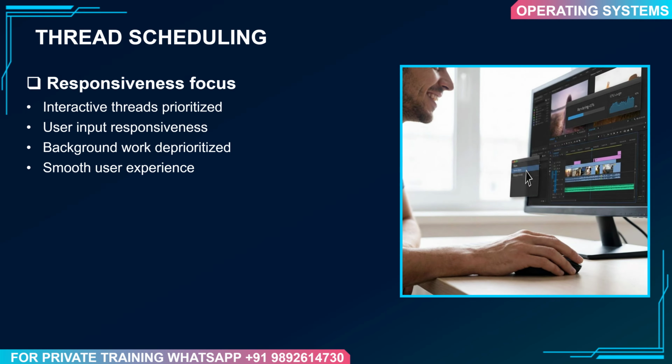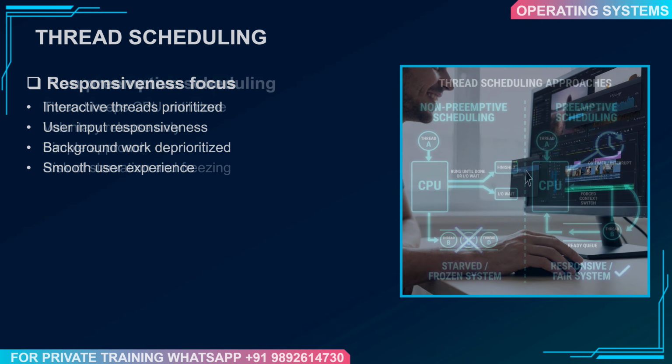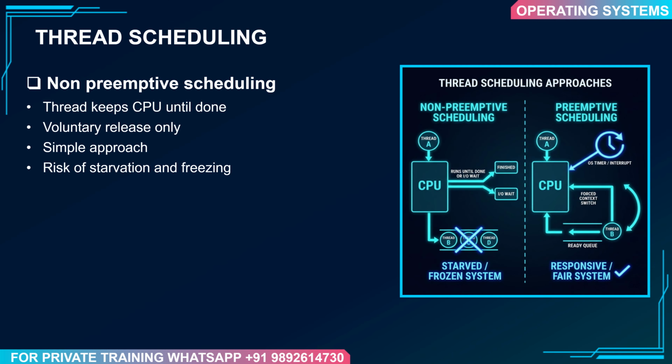This brings us to an important idea. Thread scheduling is closely related to responsiveness. For interactive applications, the OS often gives higher priority to threads that interact with the user. This is why your system responds quickly when you move the mouse or type on the keyboard, even if heavy background work is happening.